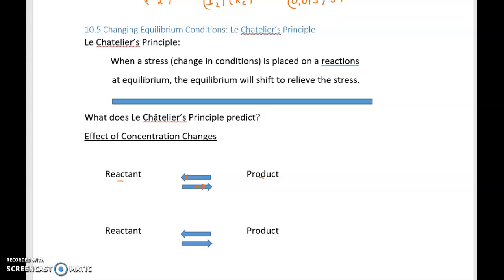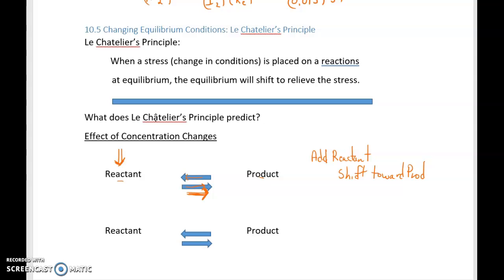What if I dump in a whole bunch more reactant? Well, that will cause this reaction to go faster. And we say then that the reaction is shifted toward the products. So if I add a reactant, I shift toward the products. When I add the reactants, I'm no longer at equilibrium and the forward reaction becomes faster.